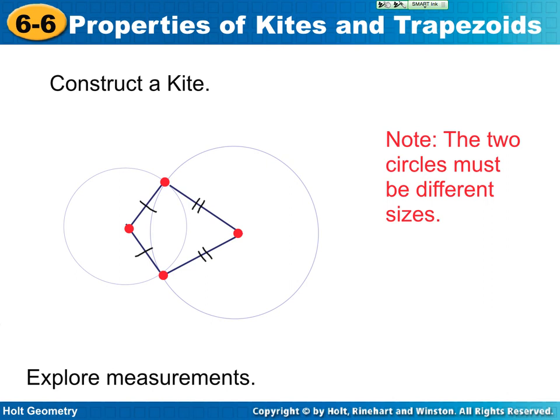If your circles were close to the same size, if you've got something that's really close to a rhombus, they're probably going to look parallel. But some of your kites are really stretched out, skinny, and so it's a little bit more obvious there are not parallels.